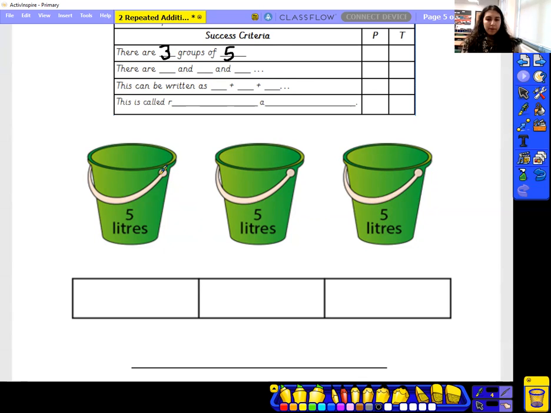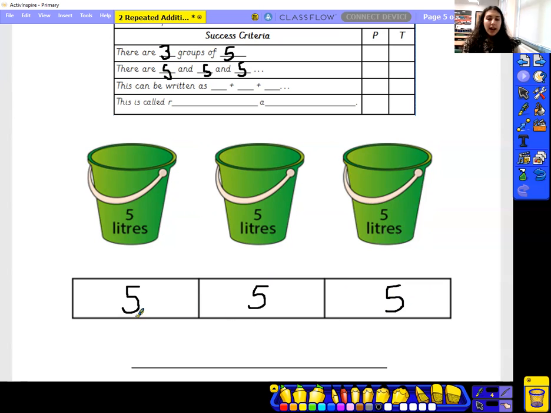So we could say that there are 5 and 5 and 5. And I could write that in my bar model by, in each of my 3 groups, I would have 5 representing the 5 litres of liquid inside each group. Now remember, our challenge today is to write that as a repeated addition.